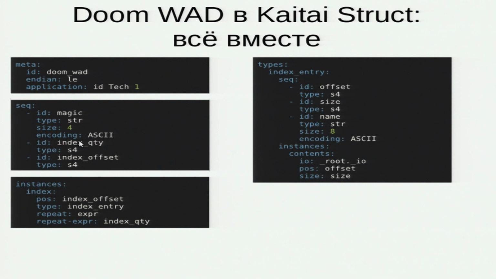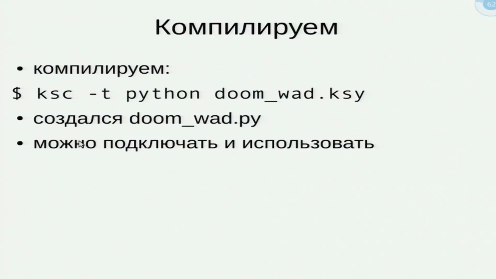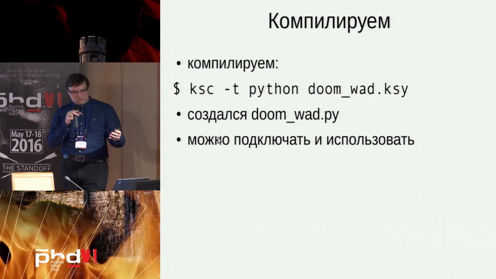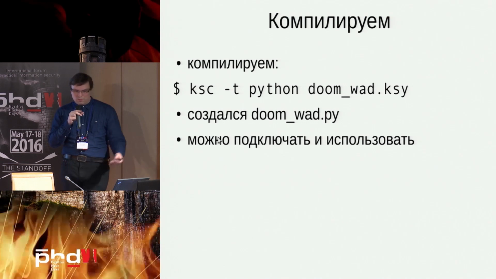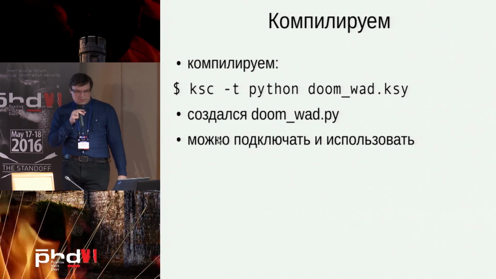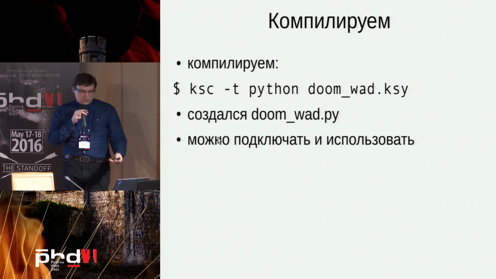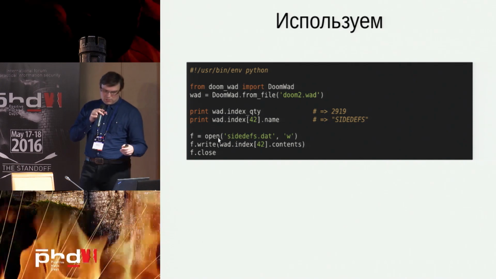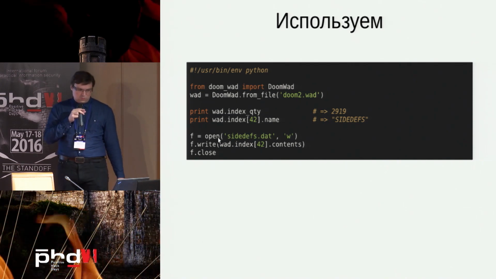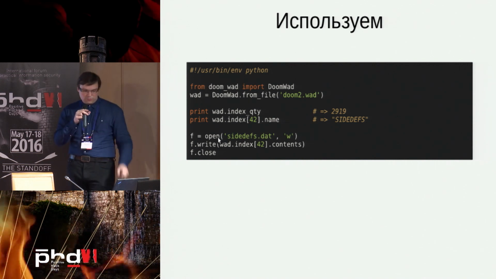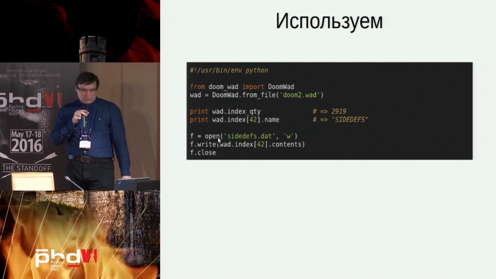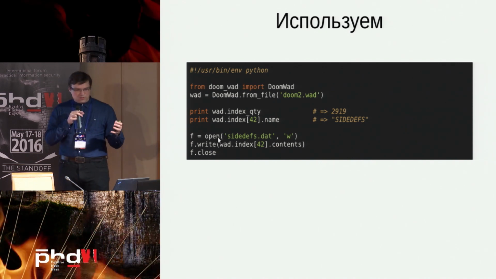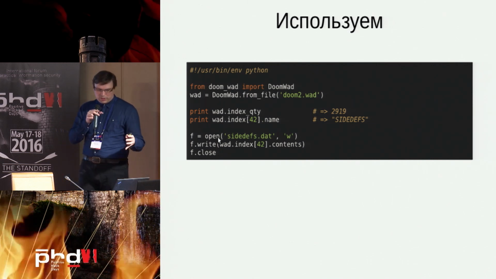It all looks quite difficult at first glance, but in fact it isn't. So it can all be compiled. It compiles with a simple compiler call. At the input, we have a .ksy file, and at the output, in this particular case, a module for Python, and you can immediately connect and use it. We import, we use the static method from_file in order to load the file, and after that we can address directly the fields of this class in order to read this file.